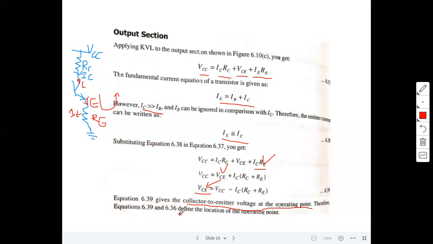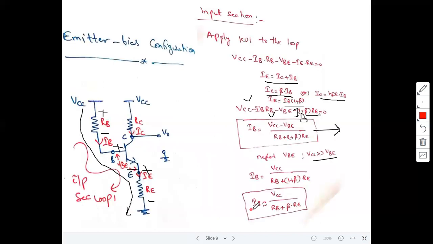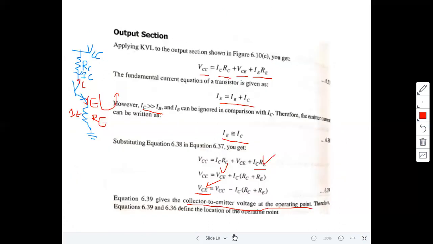Therefore, the previous collector current equation and this equation both give the operating point. Once you know IB, what is IC? ICQ is equal to hFE times IB. Based on these two, we can easily find the Q point.